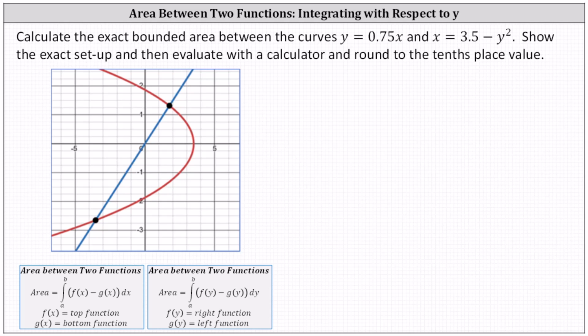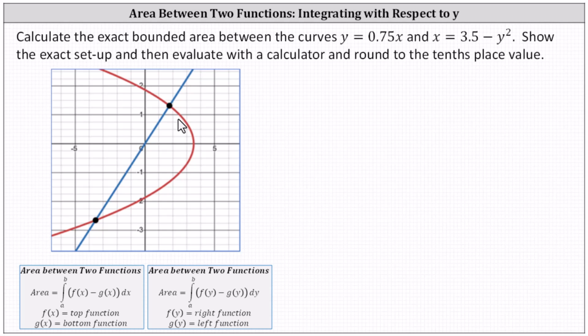In the previous examples, when we determined bounded area, the area was always bounded above by one function and below by the other function. That's not the case here if we analyze the graphs of the given curves. Working our way from left to right, at first, the area is bounded above by the linear equation and below by the equation x equals 3.5 minus y squared until we reach this point of intersection here on the right, where notice this right bounded area, which is bounded below and above by the same curve, which would make it much more difficult to integrate with respect to x.